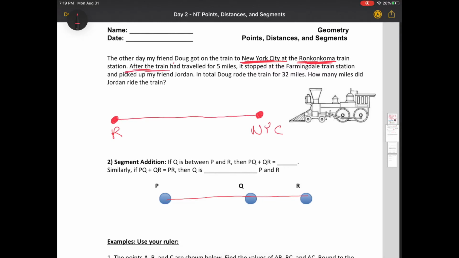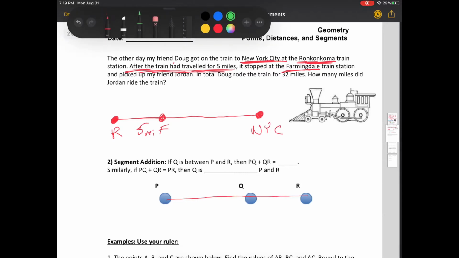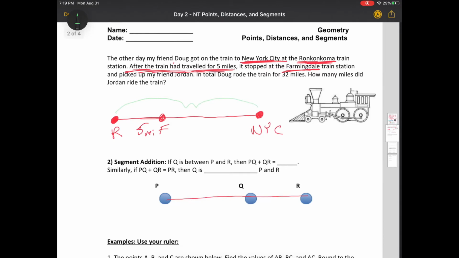Now, after the train had traveled 5 miles, it stopped at the Farmingdale station. So we're starting at Ronkonkoma. Say we go 5 miles. Now we hit Farmingdale. So that's 5 miles total from Ronkonkoma to Farmingdale. Now, it says, in total, Doug rode the train for 32 miles. So that means from Ronkonkoma all the way to New York City is 32 miles. Now, I don't know if this is true, but it seems like a pretty good estimate. So we traveled a total of 32, but from Ronkonkoma to Farmingdale was 5.